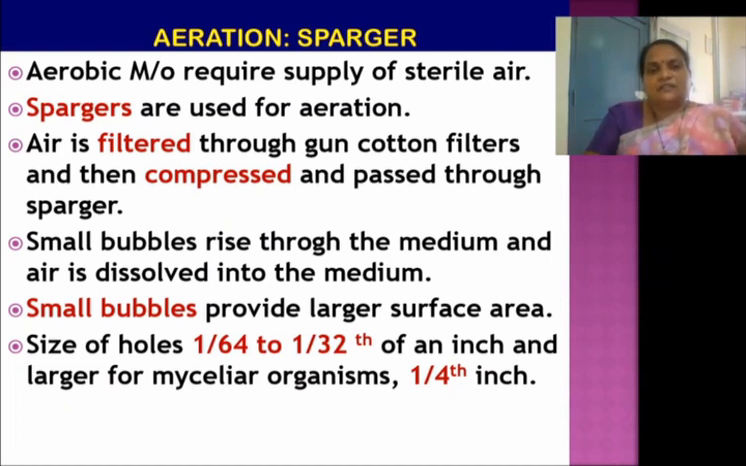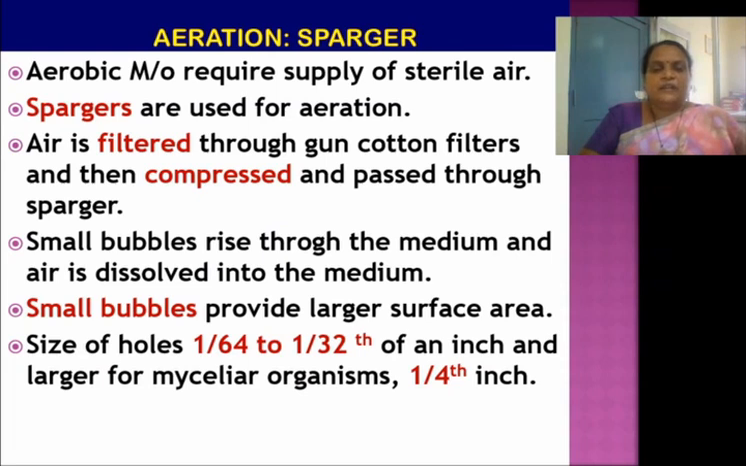Now the next part of the fermenter is the sparger. Spargers are used for aeration in the fermentation. Aerobic microorganisms require supply of sterile air. Therefore, this sterile air is supplied through spargers. Before passing air into the fermenter, air must be sterilized, and the air is sterilized by filtration. Air is filtered through gun cotton filters or cotton filters, and then the air is compressed and then passed through the sparger.